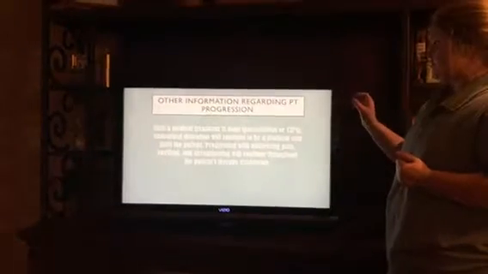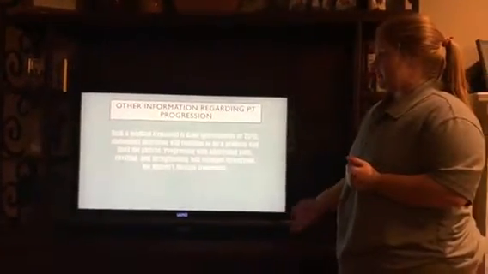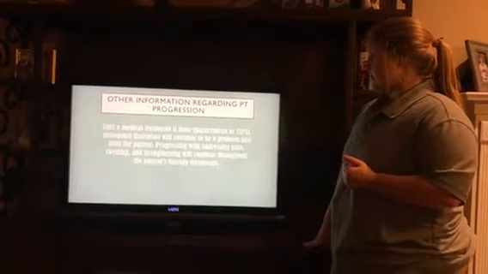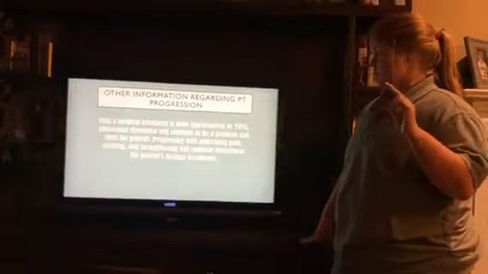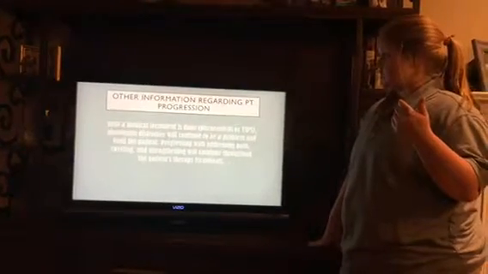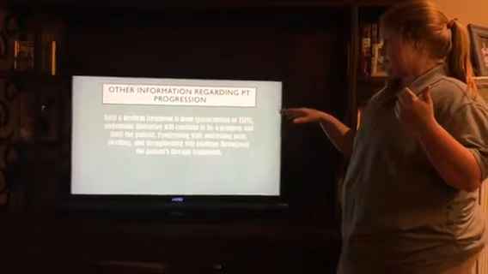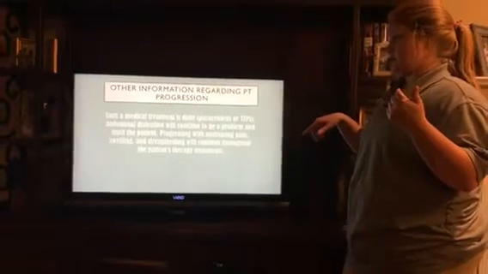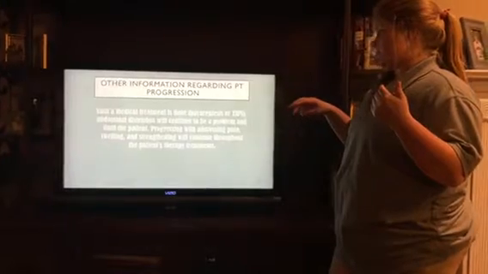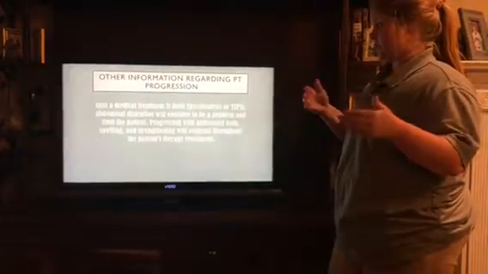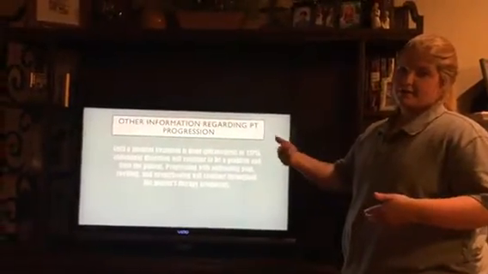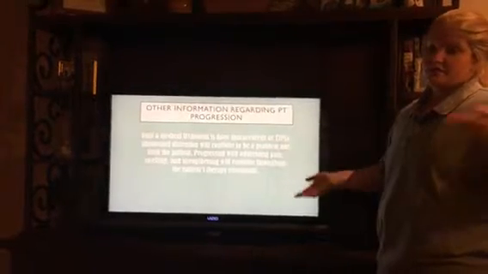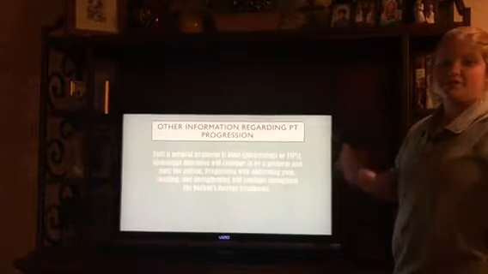So, other information regarding the progression in physical therapy treatments: until a medical treatment is done, like the paracentesis, where they draw out the fluid, or the TIPS, which is the shunt surgery, abdominal distension will continue to be a problem and limit the patient. And then progressing with addressing the pain, swelling, and strengthening will continue throughout the patient's therapy treatments. So until you get the fluid taken out medically, you could have limitations until you decide to get it treated.